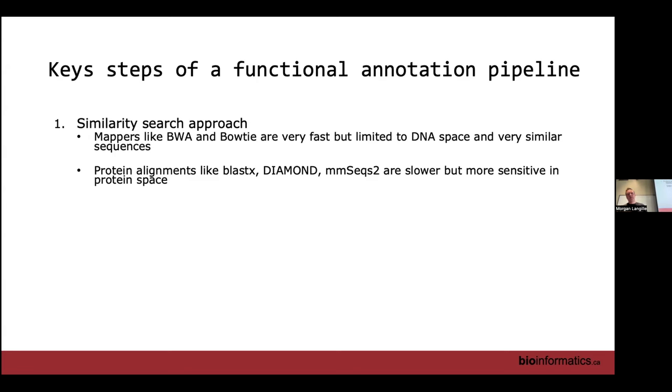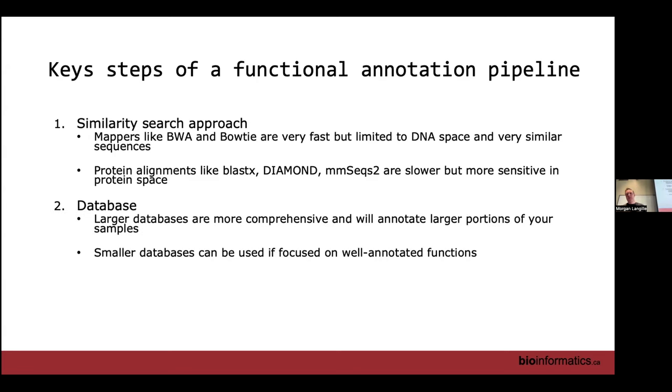Okay, so that's one choice. The second, obviously, is the database we choose, and whether we go for a much larger database that's comprehensive and will hopefully annotate a larger proportion of the sequences we're searching, or whether maybe we don't want something comprehensive. Maybe we don't actually care about characterizing every possible function. We're going after certain types of functions, antimicrobial resistance or carbohydrate metabolizing enzymes.